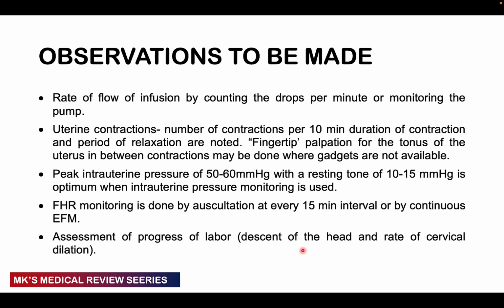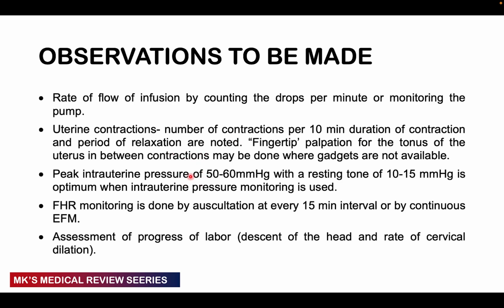So what observations do you want to do in a patient who is in labor? You want to check the rate of flow by counting the drops per minute for a full minute, or you want to monitor the infusion pump. Then for the uterine contractions, you can count the contractions per 10 minutes and the duration of the contractions, and the period of relaxation should also be noted. If you don't have enough gadgets to do this, you can do a fingertip palpation of the tone of the uterus in between the contractions, and I'll show you how it's done on the next slide.